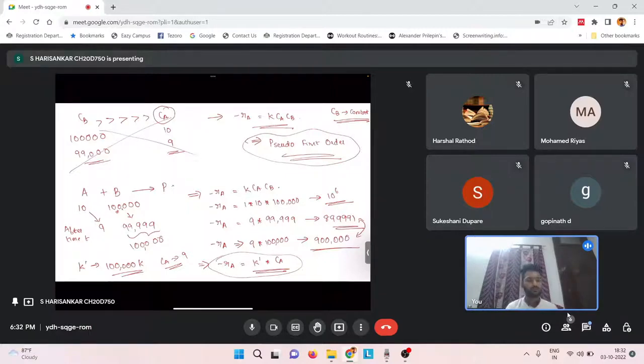So yeah, we looked at shifting order reactions and pseudo order reactions. I just wanted to mention these two before we went on to solve some problems.